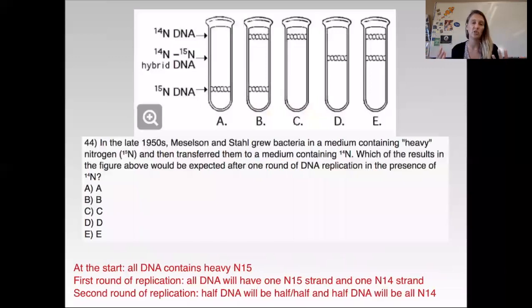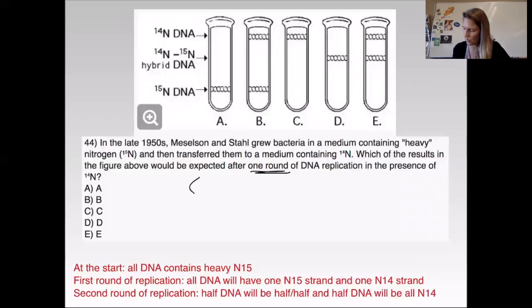And here's a type of question, just so you know what's happening. So these are the kinds of questions I might ask. In the late 1950s, Meselson and Stahl grew bacteria in a medium containing heavy nitrogen, and then transferred them to a medium containing N14. Which of the results in the figure would you expect after 1 round of replication in the presence of N14, right? A, B, C, or D after 1 round.